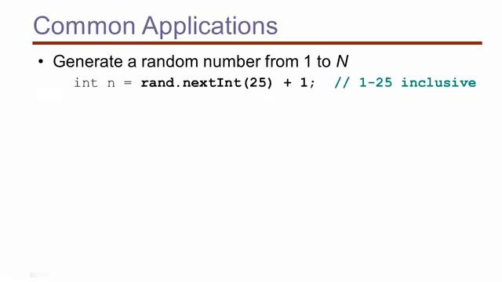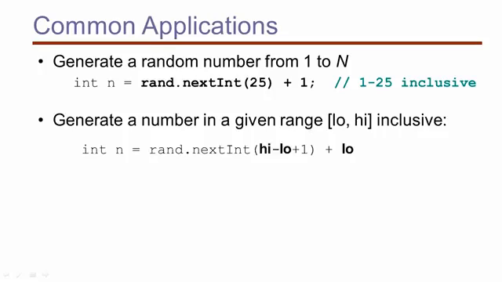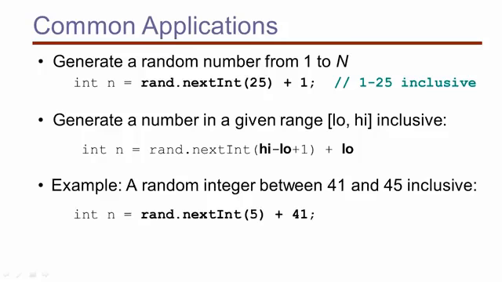Here are some common applications of a random number generator. To generate a random integer in the range 1 to n, you would use the nextInt method and provide n as a parameter. This returns an integer in the range 0 to n minus 1. And so you simply have to add 1 to that value to shift it up. Or to generate a random integer in any given range, you can use the nextInt method and use the size of the range as the parameter. That value then just needs to be shifted by the lower bound of the range. For example, to generate a value in the range 41 to 45, we use nextInt(5) and then add 41 to the result.